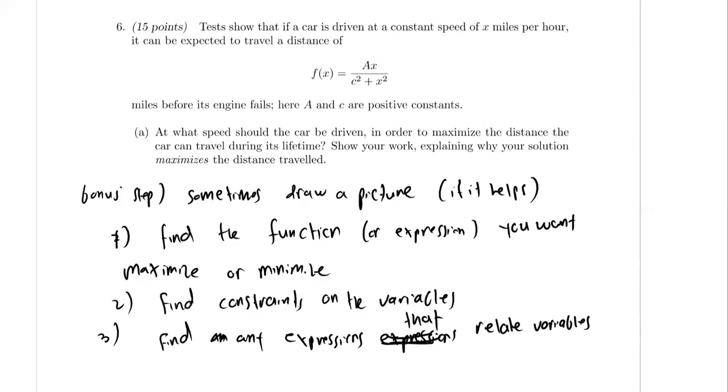Here, I'm not going to do the whole problem. Let's just do it real quick. Like I said, we don't need to draw a picture, so no bonus part. Step 1, the objective function was given to us. It's a x divided by c squared plus x squared. Okay, so it was given to us.